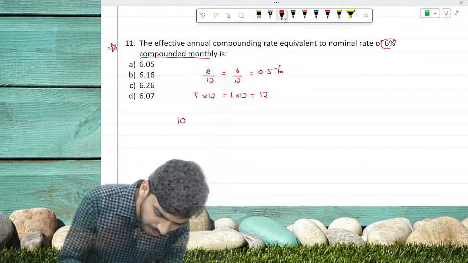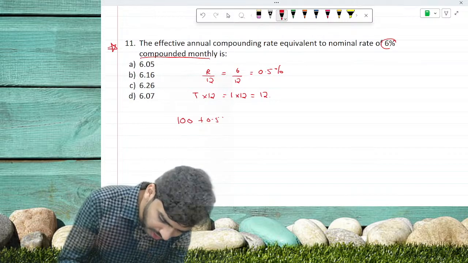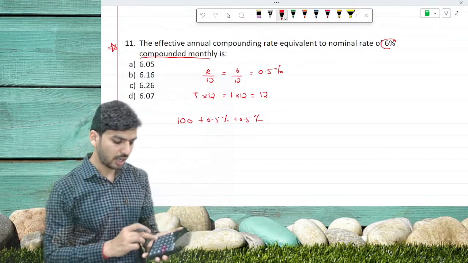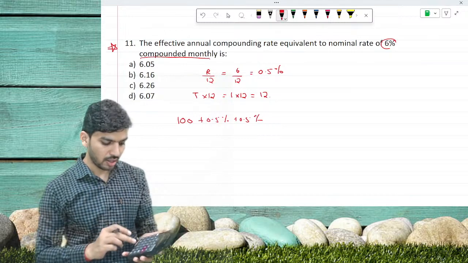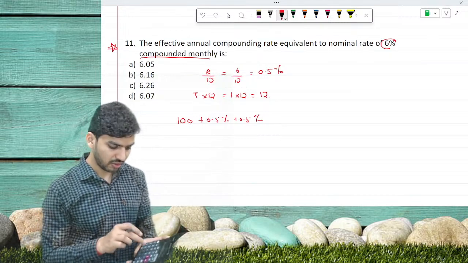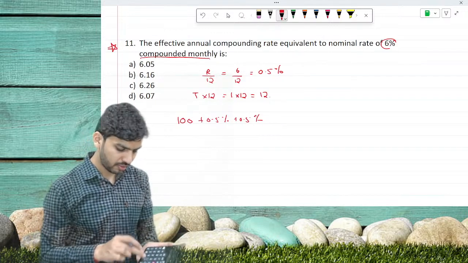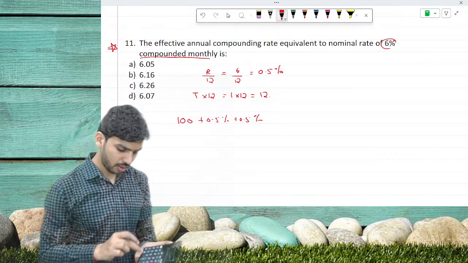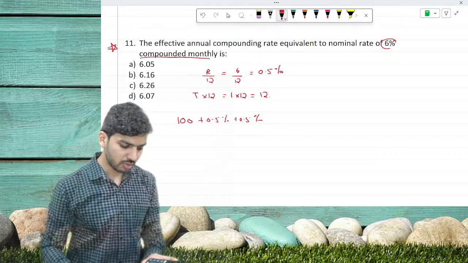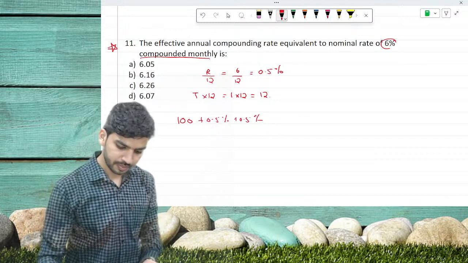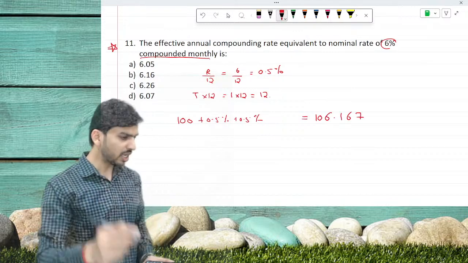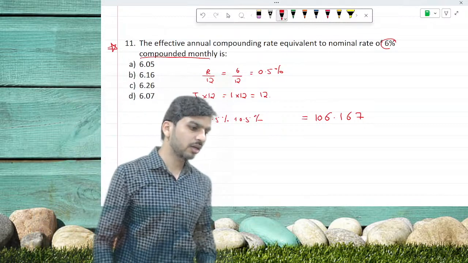So if I consider the principal amount as 100, plus 0.5%, plus 0.5%, plus 0.5%, we need to do this for 12 times. All of you do it with me. 100 plus 0.5%: 1, 2, 3, 4, 5, 6, 7, 8, 9, 10, 11, 12. It comes out to be 6.167. All of you do check, am I doing correct? Yes.